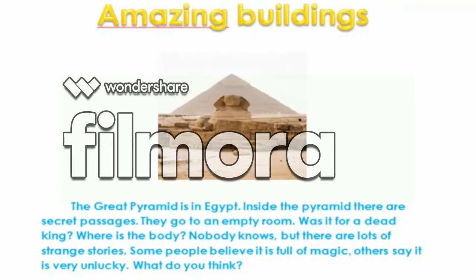Inside the pyramid, inside, بداخل, the pyramid. There are, هناك, secret passages. Passage, ممر. Passages, ممرات. Secret, سري. Secret passages, ممرات سرية. So this is the second sentence. Inside the pyramid there are secret passages. Here we got two sentences. The Great Pyramid is in Egypt. Inside the pyramid there are secret passages. You should get this idea in your mind. We move to sentence number 3.